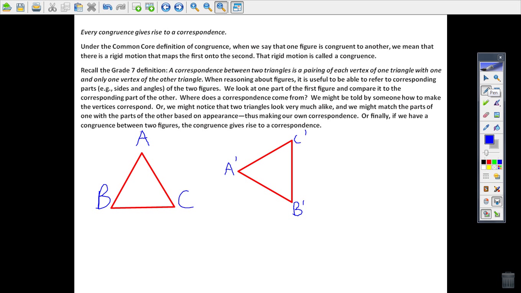All right, in grade 7, the definition of a correspondence between two triangles is a pairing of each vertex of one triangle with one and only one vertex of the other. When reasoning about figures, it's useful to be able to refer to corresponding parts of the figures. So for example, if we take triangle ABC here and look at side AB, which side would that correspond to in the other triangle? Well, here it would be A prime, B prime.